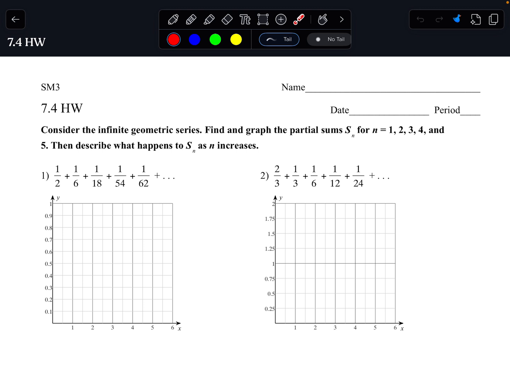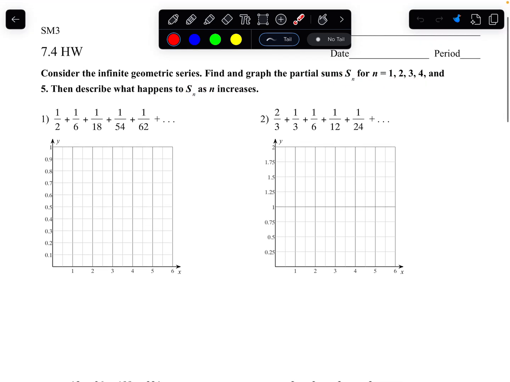So consider the infinite geometric series. Find and graph the partial sums S sub n for n equals 1, 2, 3, 4, and 5, and describe what happens to S sub n as n increases. So here is the series. Now, find S sub n for n equals 1, 2, 3, 4, and 5.